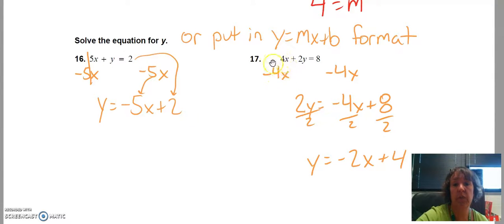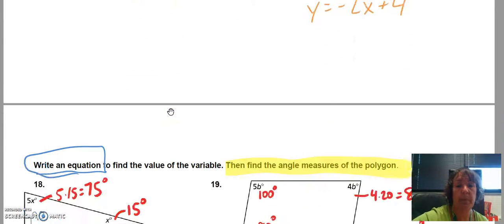Same situation over here. 4x, you do not want the x terms on the left. Move it to the right. How do you move it? You do the opposite. This is a positive 4x, so you subtract 4x from both sides. The 2y drops down. The negative 4x drops down. The positive 8 drops down. And then you want to get y completely by itself, so you have to divide all 3 parts by 2. And then that's your final answer. So you're not really getting y equals 7. You're just getting it in this y equals x term, constant term format.